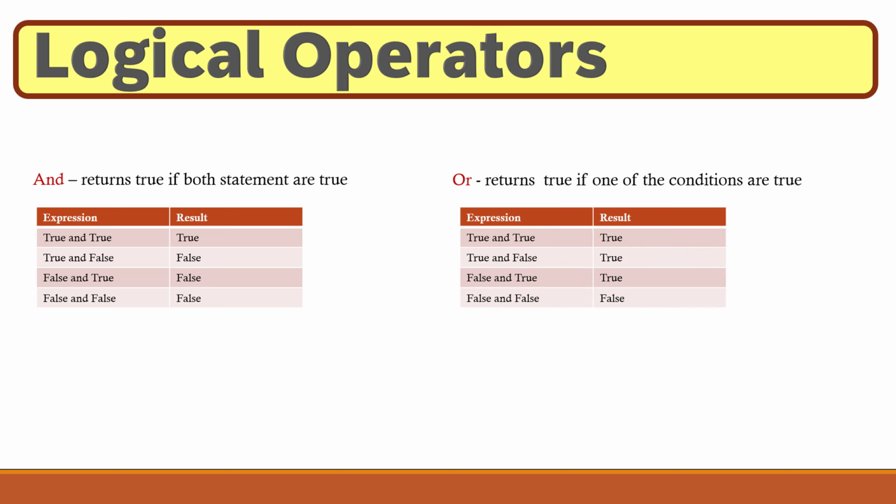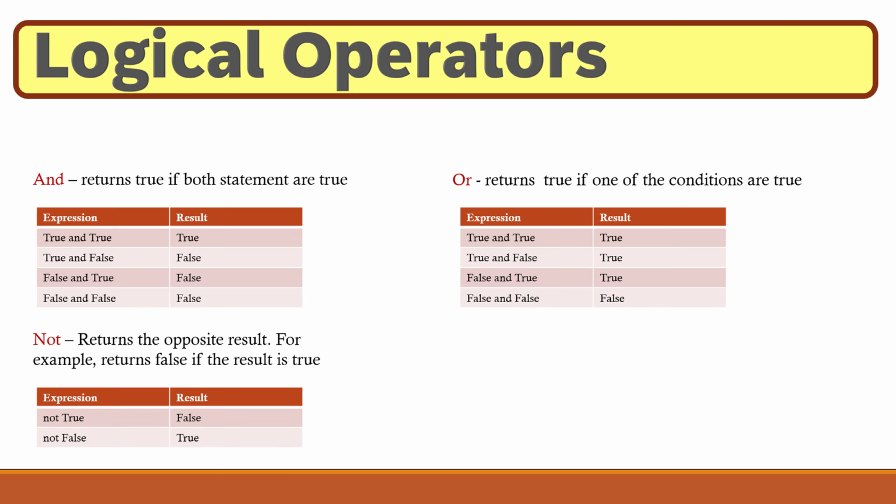The next one is OR. OR returns true if at least one of the conditions or operands is true. So we can see in the table, true and true equals true. True and false will give us a result of true. And false and true will give us a result of true. But false and false will give us a result of false, because at least one of these conditions needs to be true. So false and false, of course, gives us a false.